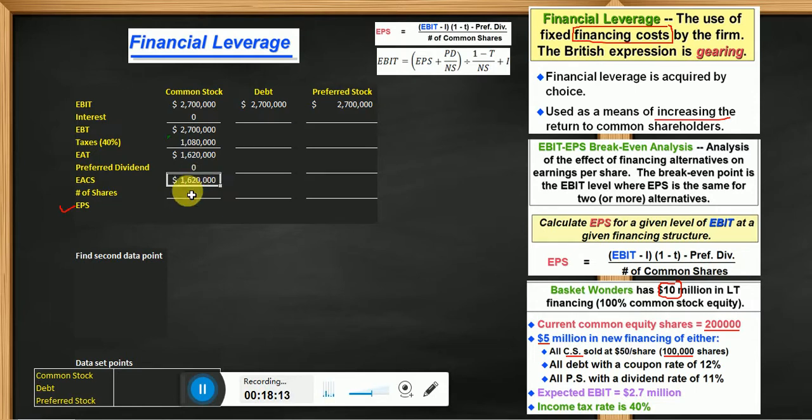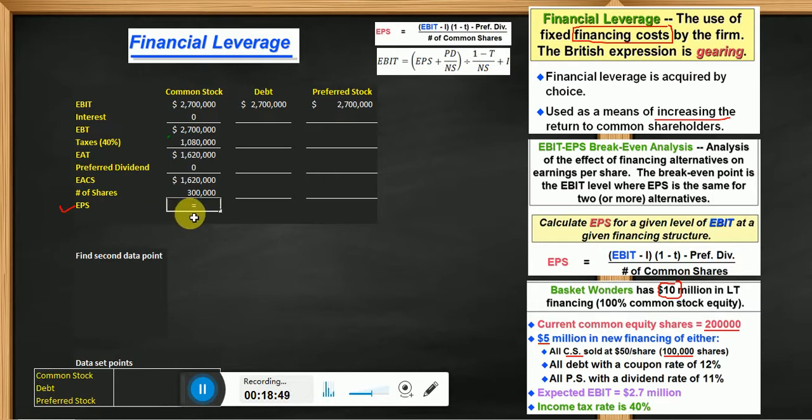$1,620,000. So dear students, how many shares do we have here in order to compute earning per share? Right now the company has $10 million, and how many current common shares does the company have? 200,000 shares. If the company is raising $5 million by issuing shares, an additional 100,000 shares are coming. It means in total we have 300,000 shares.